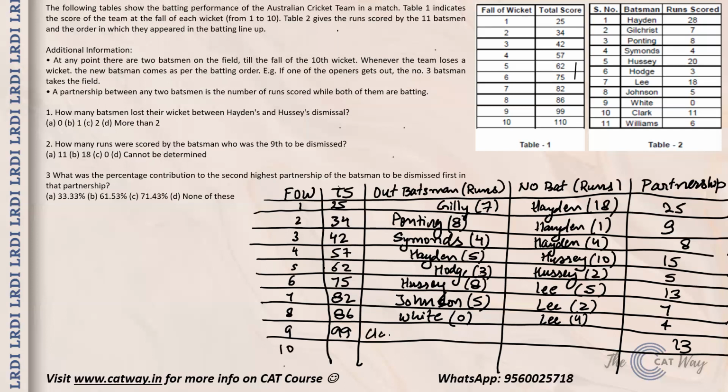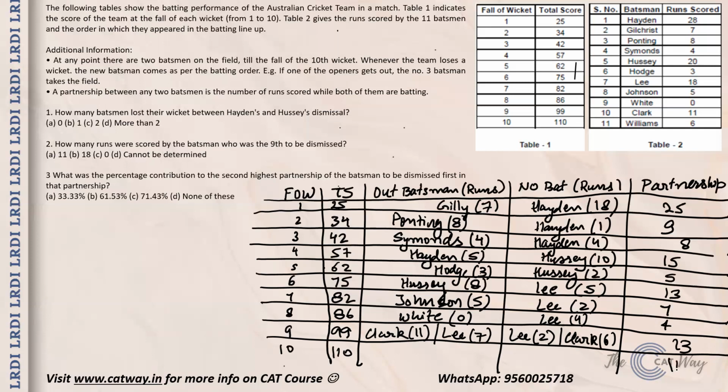So one possibility is that Clark scored 11 runs and got out, or the other possibility is that Lee scored the 7 runs and got out. In both the cases, if Clark scores 11 runs, Lee will be scoring 2 more runs and he will remain not out. Or if Lee scores 7 runs, then Clark will be the person who will be scoring 6 runs and will remain not out. Now the last partnership was till 110. So it was an 11 run partnership.